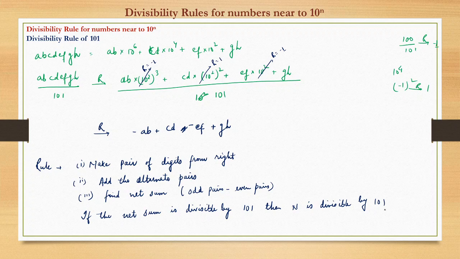We can frame other rules also, but that will become a bit tedious and lengthier and practically non-usable anywhere. So we just go by this only. And net sum means we are adding from the right hand side, GH plus CD, minus AB plus EF. That is GH plus CD minus AB plus EF. So this way we can find.